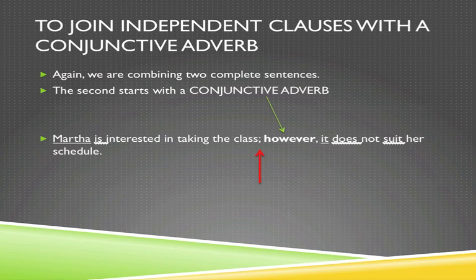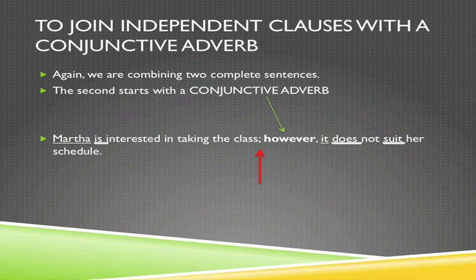To take that same idea but add a little bit to it, we can use the semicolon to join two independent clauses with what we call a conjunctive adverb. So again, we're just combining two sentences, but the second one adds a little bit of a transition to it. Or in this case, the specific term is a conjunctive adverb, meaning it is joining and it is describing kind of how or when the verb in the second is going to happen. For example, Martha is interested in taking the class; however, it does not suit her schedule.